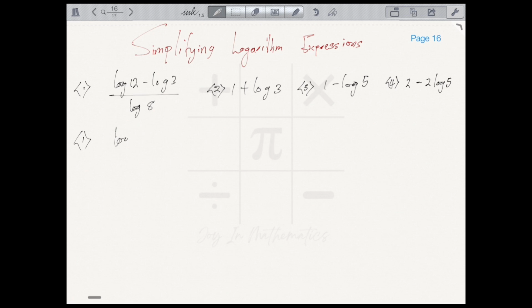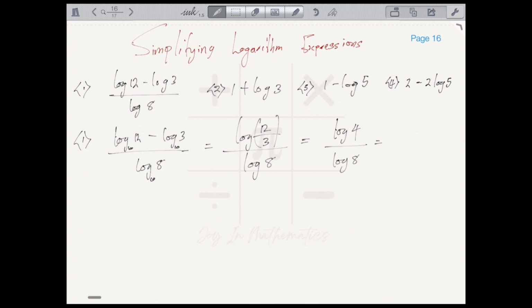Log 12, let's begin with number 1. Log 12 minus log 3 divided by log 8. Now, the numerator shows that we are going to apply the subtraction law. When we apply the subtraction law to the numerator, we have log 12 divided by 3 because they have the same base, base 10. The denominator will remain log 8. Now log 12 divided by 3, that's log 4 divided by log 8.